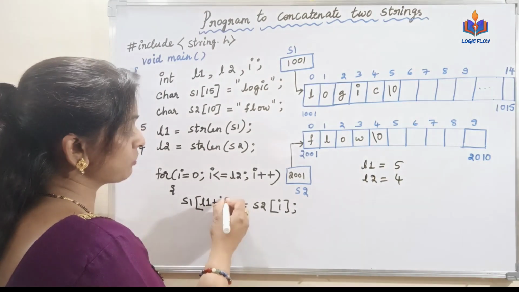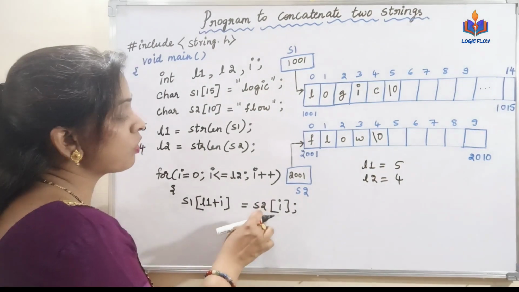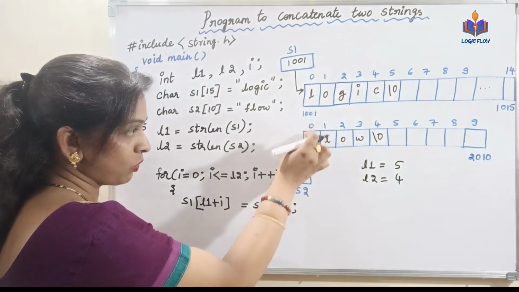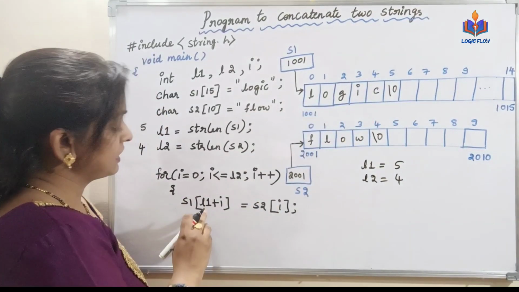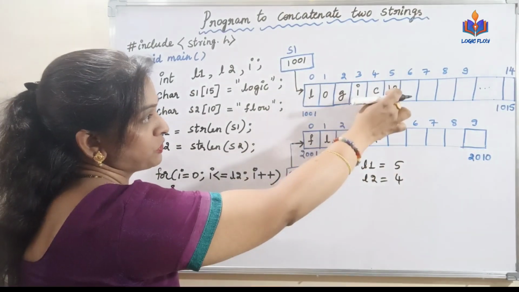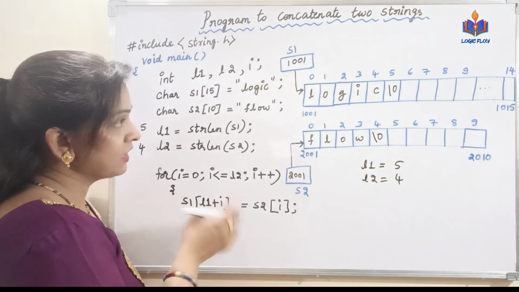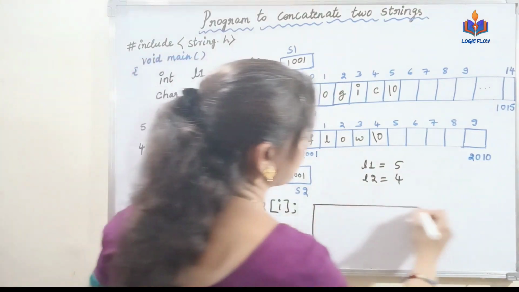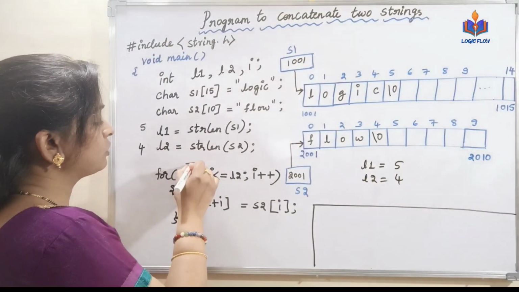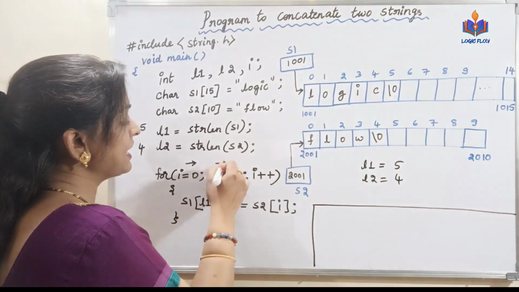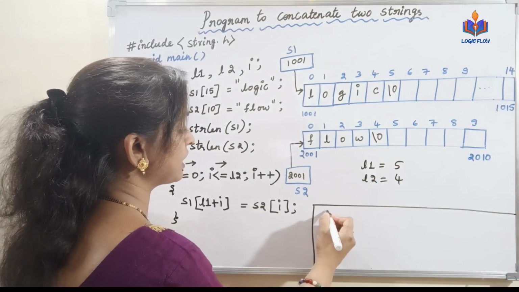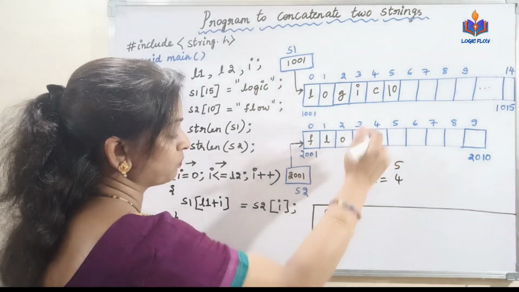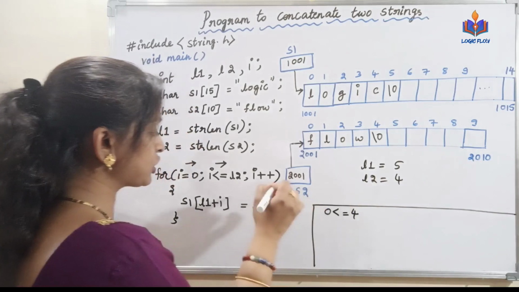You'll understand this when we see the dry run. So S2 of I, that is S2 of 0, I need to place at this L1. L1 means 5, this position. This plus I, we'll see what happens now. We'll see the dry run now. See here, I equal to 0, condition true. I less than or equal to L2. So that is 0 less than or equal to L2. This is L2, less than or equal to 4. Condition true.